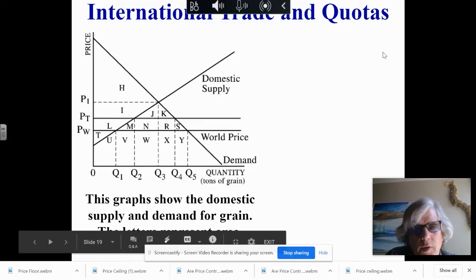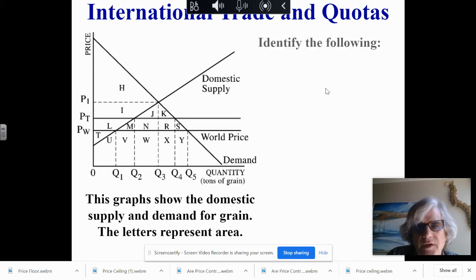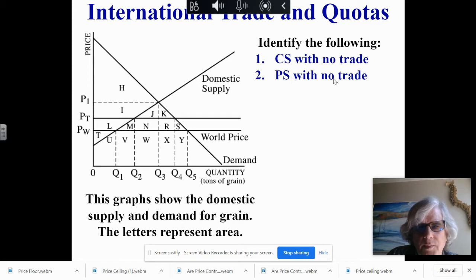International trade and quotas. There's a lot in this graph, and there's a lot going on. So we kind of do it one at a time, and we look at things. One of the first things that we want to do is identify the following: consumer surplus with no trade, and then producer surplus with no trade.